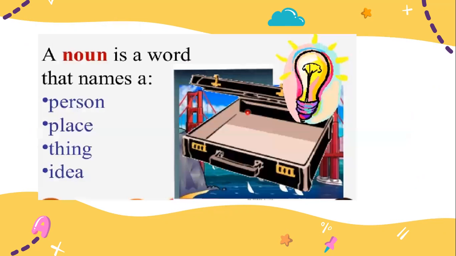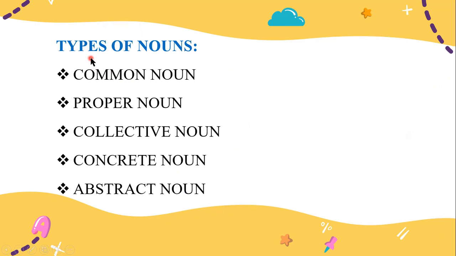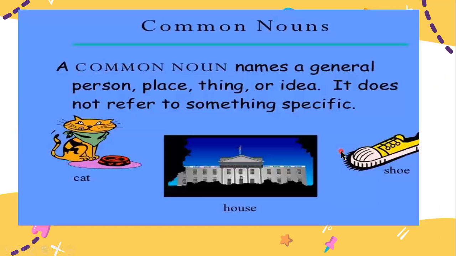So what is a noun? A noun is a word that names a person, place, thing, or an idea. It's a naming word which identifies and names a person, place, thing, and idea. So that is a noun. What are the various types of nouns? We are going to see common noun, proper noun, collective noun, concrete noun, and abstract noun. Let's see the nouns one by one, students.